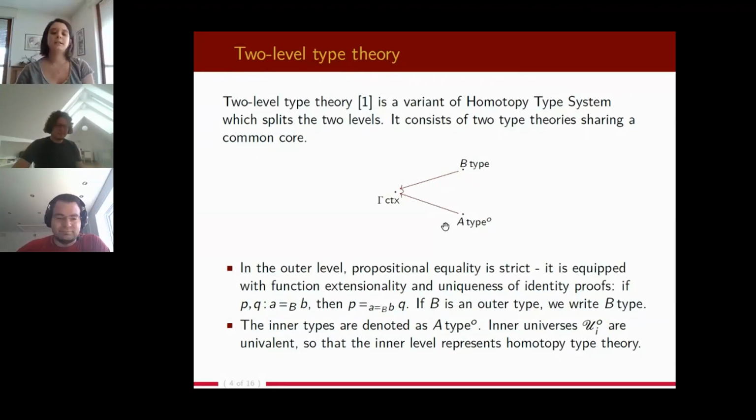We have that in the outer level, propositional equality is strict. So it has function extensionality and the uniqueness of identity proofs, while the inner universes are univalent. So the inner level represents homotopy type theory, and the outer level is a strict system which allows us to study homotopy type theory, having strict equality.